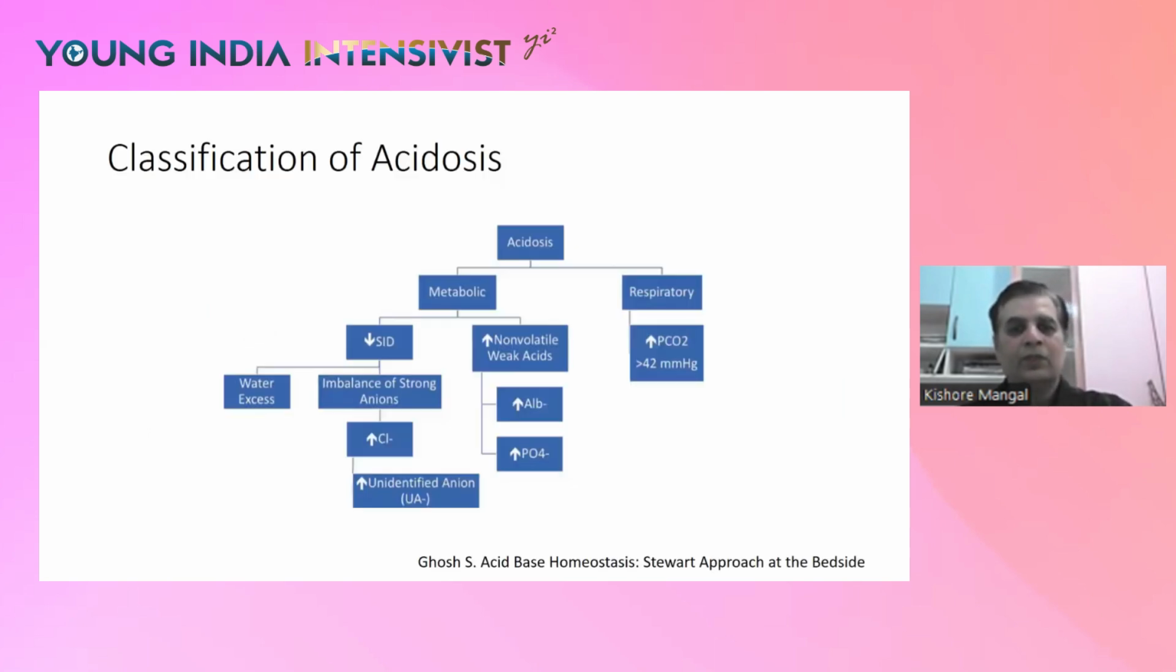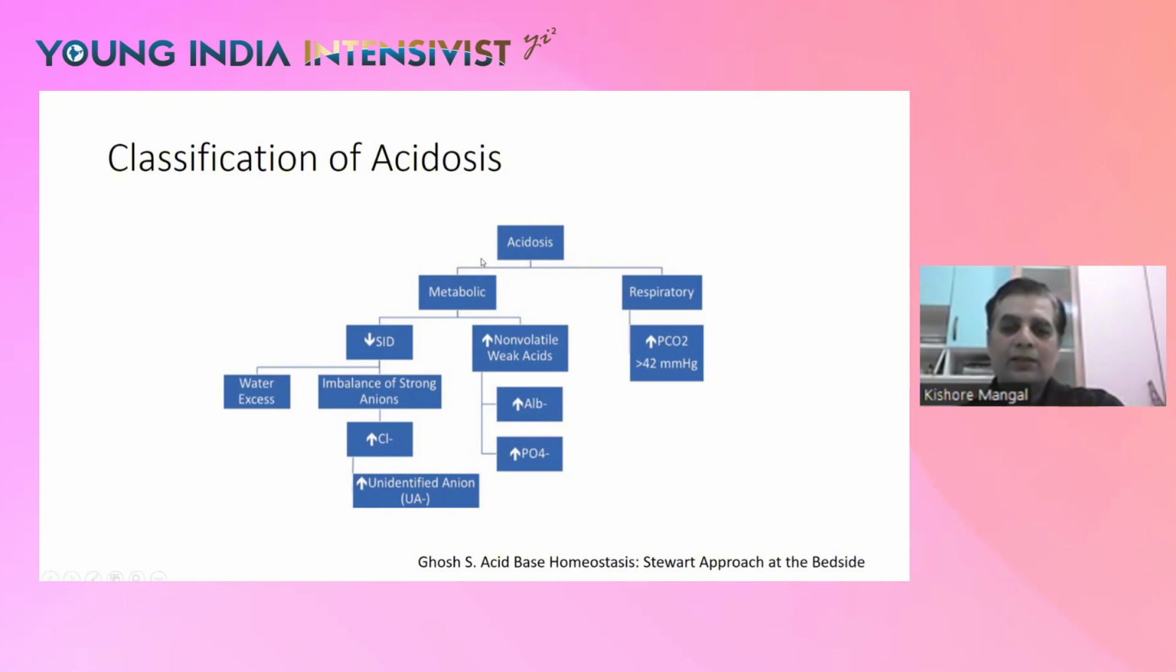Okay, so if we compile all the things which we have read so far, if the patient is presenting to us in a situation of acidosis, it can be either respiratory in nature or metabolic in nature. Respiratory, we know, if the PCO2 is increased, then it is respiratory. It is similar to the traditional approach, but the focus here is on the metabolic part. So if the acidosis is metabolic in nature, it can have only two reasons.